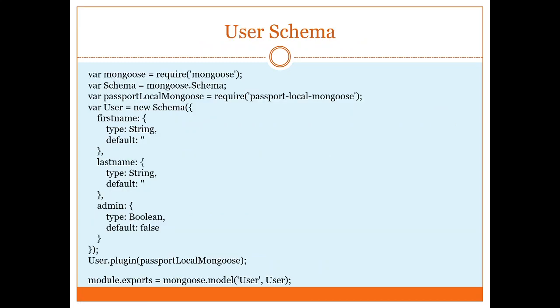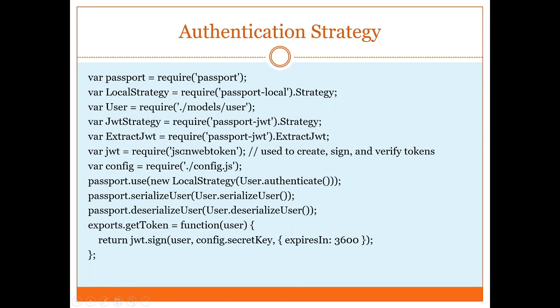This is an example of a user schema. We have seen it in Passport-Local-Mongoose, where we provided a few extra pieces of information other than username and password, and we have created a model using Passport-Local-Mongoose. Then the authentication strategy. In it, we have included both the Passport JWT strategy and the local strategy. For the local strategy, we would call local authenticate, serialize and deserialize if we were using sessions, but in this case we don't need to call those methods because we are not using sessions.